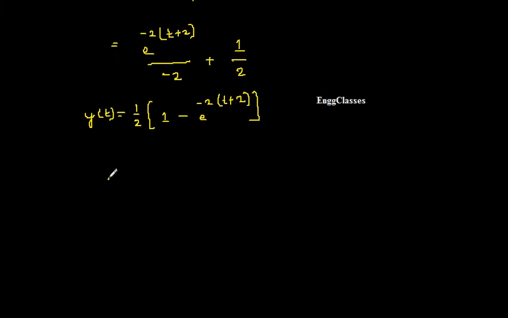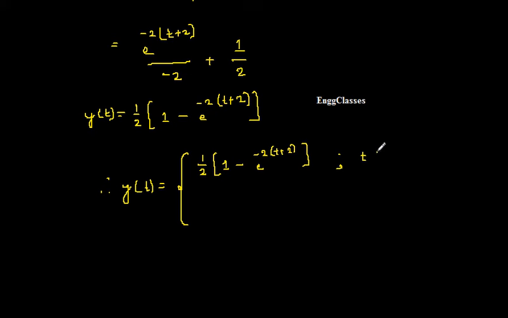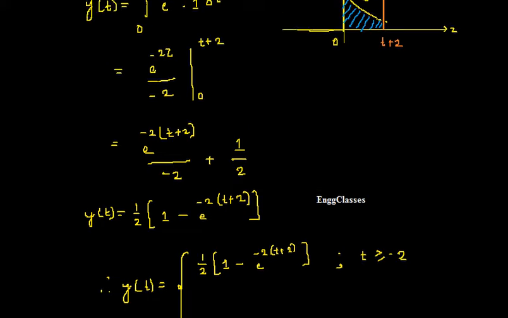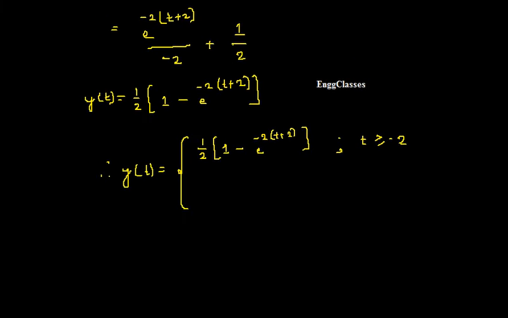So finally I'll write the expression for, therefore, y of t. It takes two values under two different conditions, so I need to write both. Y of t is equal to 1 by 2 into bracket 1 minus e to the power minus 2 into bracket t plus 2, under the condition when t is made greater than or equal to minus 2. Is that correct? So let me go up and check. Yes, t is greater than or equal to minus 2. And it is going to be equal to 0 when t is less than minus 2. So this is the final expression for the convolution integral y of t.